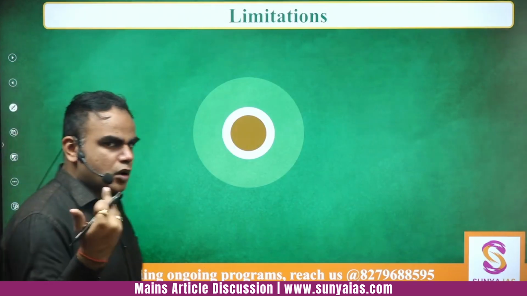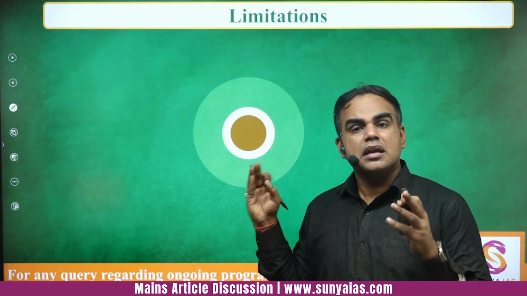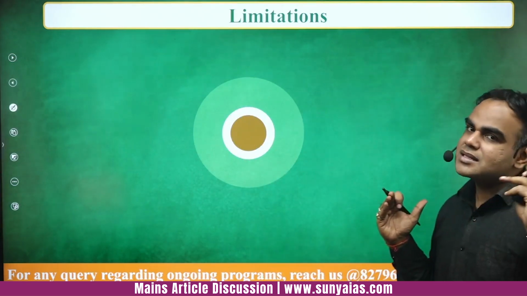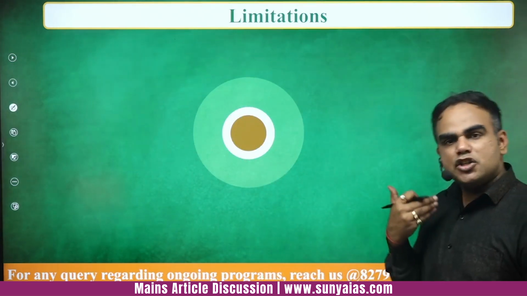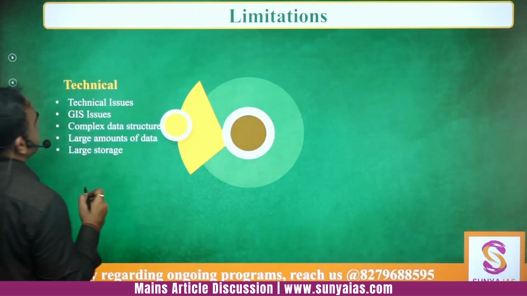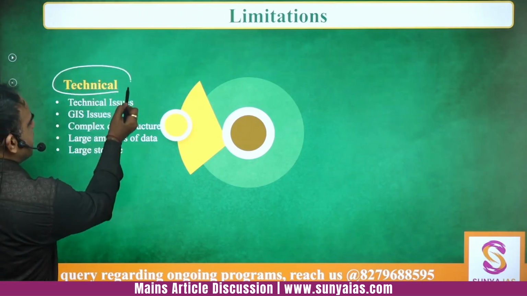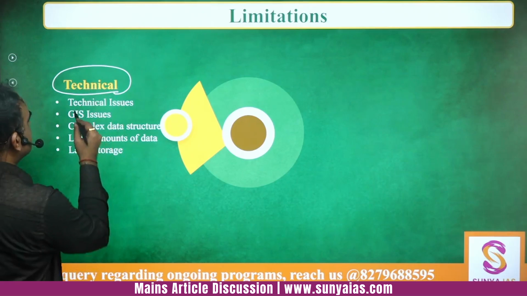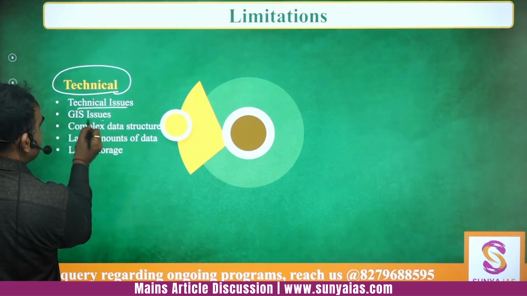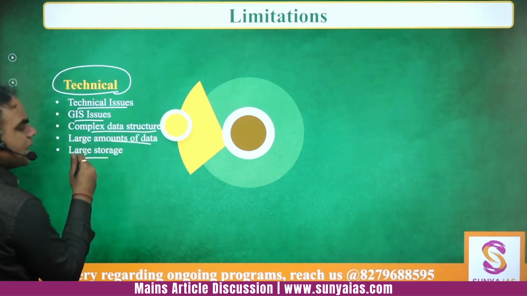अब देखो, I have talked about a lot of positives, need, applications of GIS, but you also need to understand there are certain challenges. तो limitations जानना भी उतना ही जरूरी है. अब देखिए, when I'm talking here, so there are technical issues. अब देखो, ये सारे मैंने club करे हैं as technical issues, which include GIS के खुद के issues हैं: complex data structure, large amounts of data, and large storage.